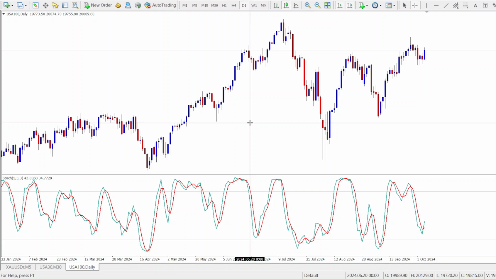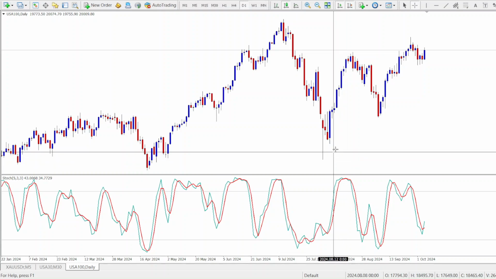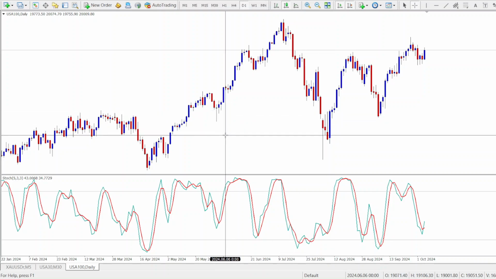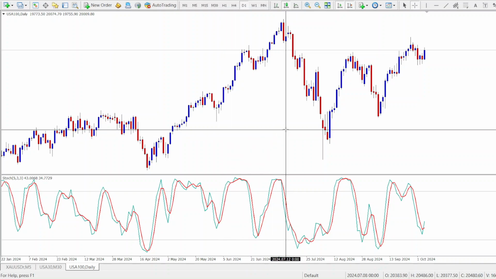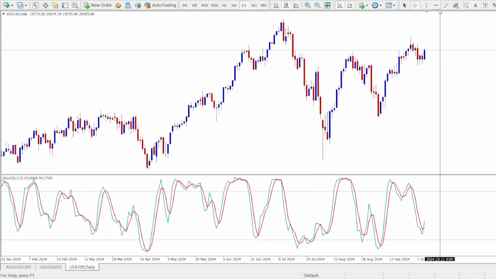Okay, so you can also decide to use the stochastic oscillators alongside other indicators such as the moving average just to add to confirmation, right? Just for extra confirmations, you can decide to add your moving averages, or you can decide to also use trend lines.